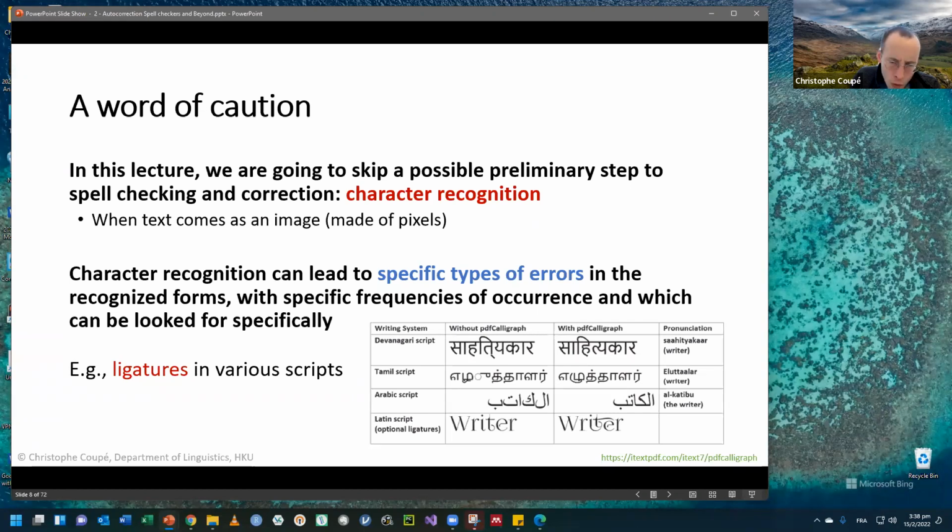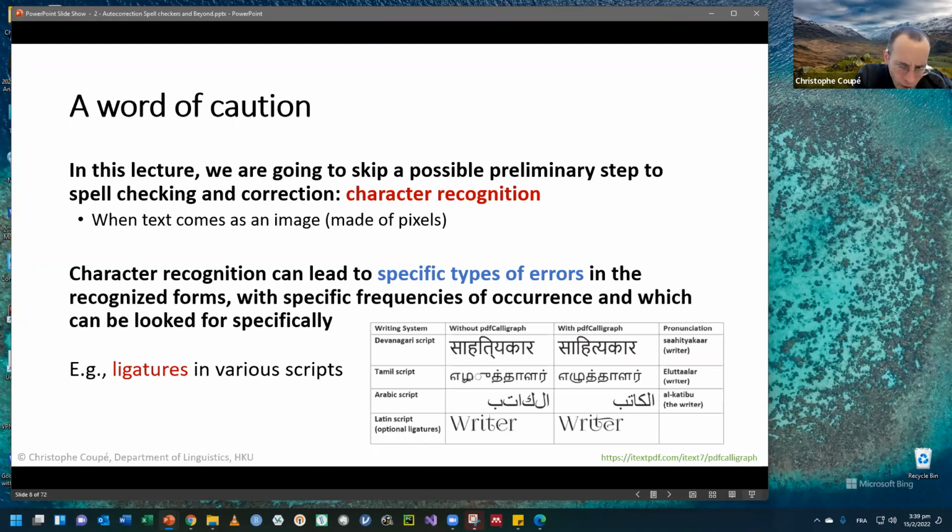And when you do that, you will have specific types of errors in the process. And they will appear with specific frequency of occurrence, and you may have tailored approaches to that. So you have something, for instance, that we call ligatures in a number of written scripts. When you write Arabic, for instance, I'm not sure if some of you can write in Arabic, but I guess some of you can. When you put all the letters together, you bind them together. And you need to pay attention to that.